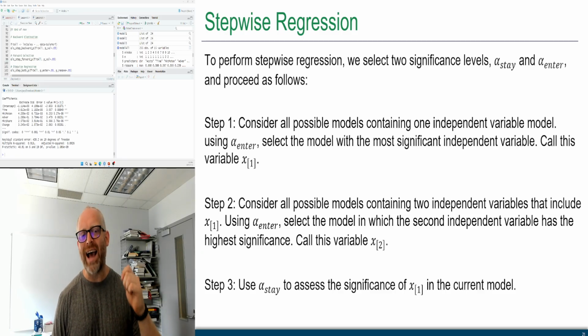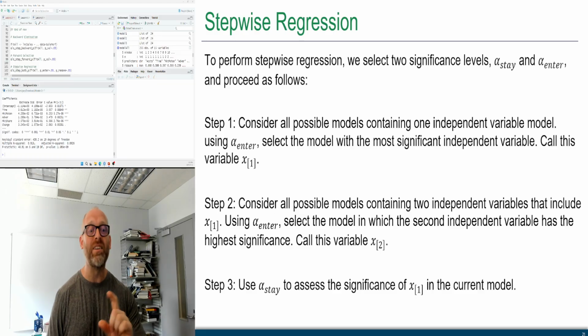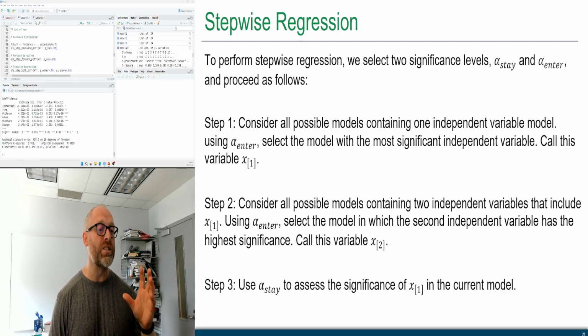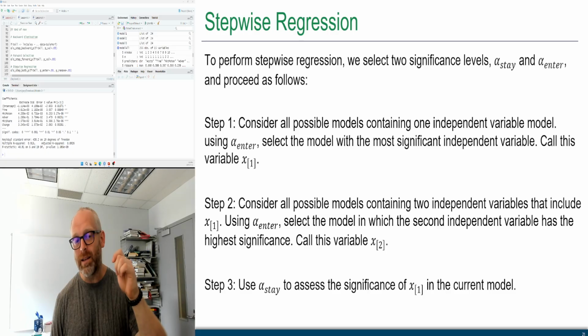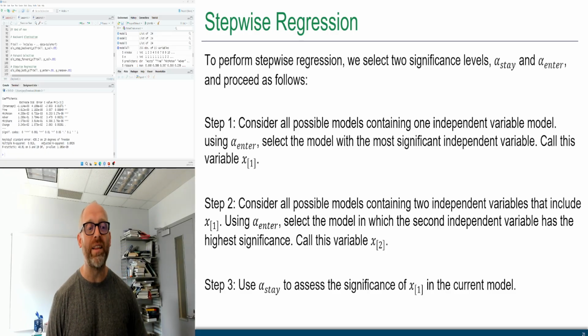Step two, I want to add a second predictor variable. Okay, so we might think now, this seems a lot like forward selection. But here's where the twist comes into play. We do the same thing. We look at all models with two predictor variables, with that first predictor variable still in there. And again, we're looking at those p-values. I want the variable with the smallest p-value that's within that alpha enter criteria. So whichever one it is, we put that in there, and we'll call that x sub 2.